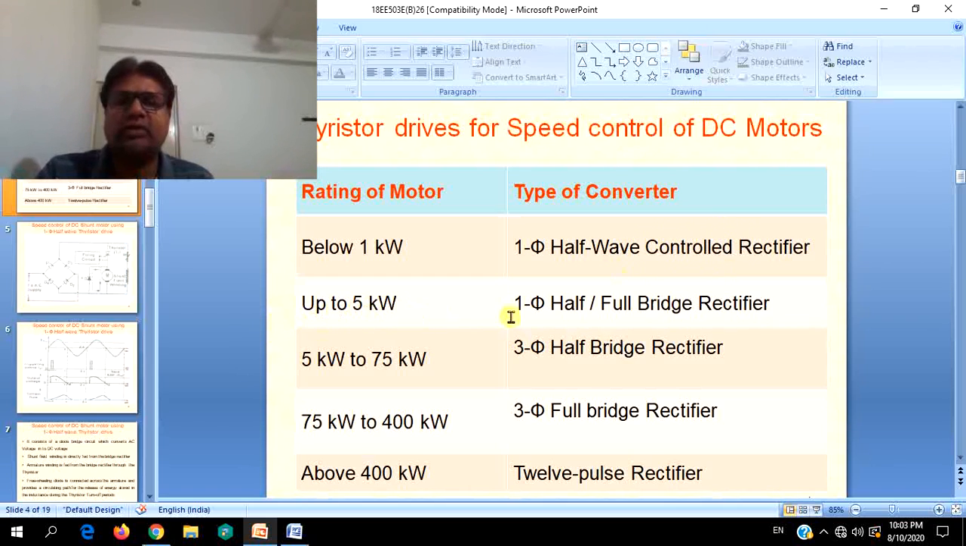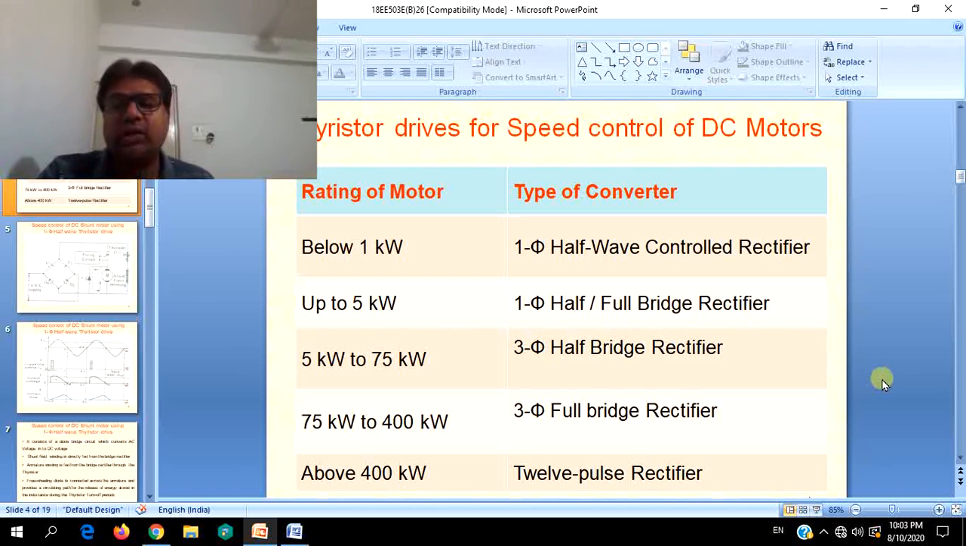Up to 5 kilowatts, single phase controlled half bridge or full bridge rectifiers. Mostly we will be using full bridge only. And as the ratings increase, 3-phase half bridge, 3-phase full bridge rectifiers up to 400 kilowatts. Even above 400 kilowatts we can use the same 3-phase full bridge rectifiers, but with an increased number of pulses, like 12 pulse rectifiers, rectifiers operating with more number of pulses.